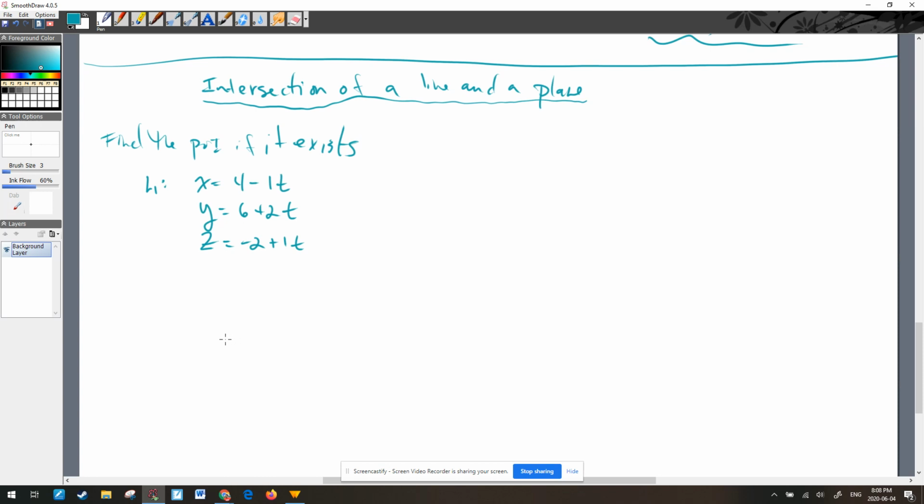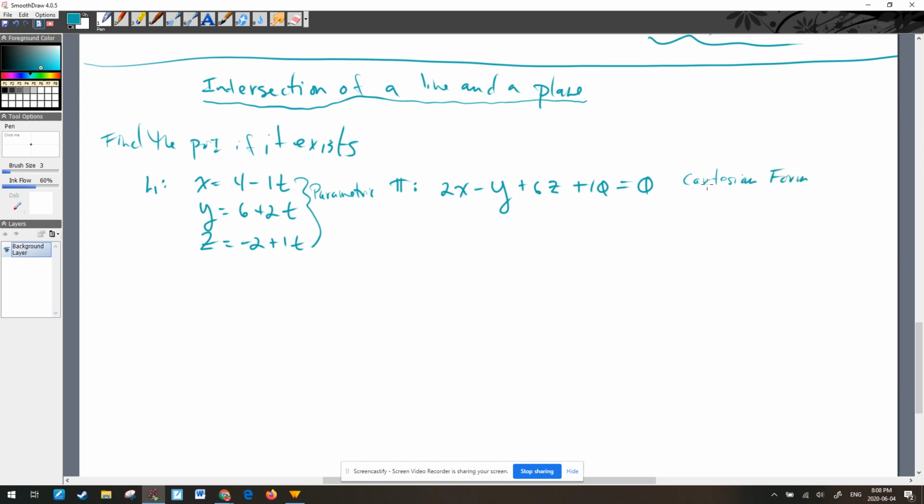Okay, so here we go. There is the equation of the line. And then I'm going to give the equation of my plane: 2x minus y plus 6z plus 10 equals 0. So over here, this is, of course, parametric form. And over here, this is, of course, Cartesian form.